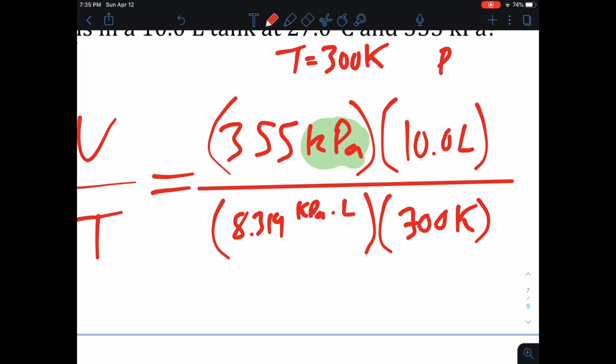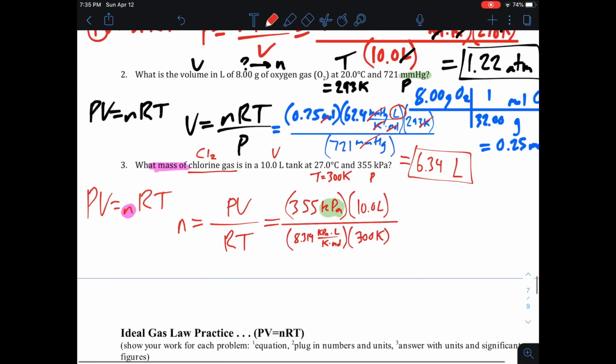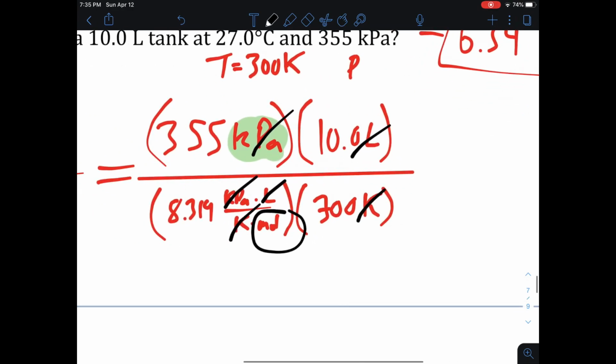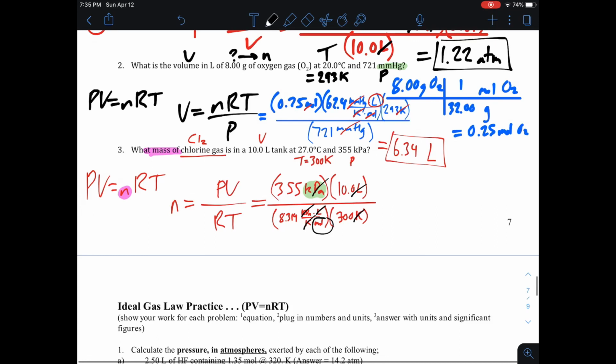That's kilopascals times liters over Kelvin times moles. All right. Canceling some units now. Kilopascals cancel, liters cancel, Kelvin cancels. I'm left with moles, and you might be thinking, wait, that's in the denominator. You're correct, but it's in the denominator of the denominator. A little fun math rule there. That's going to give us a unit of moles.